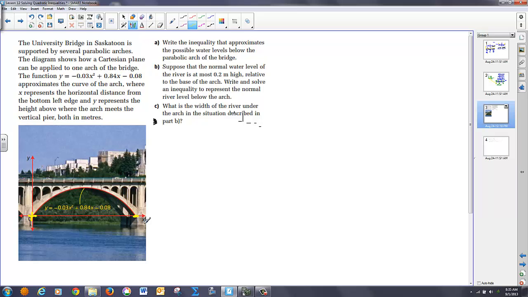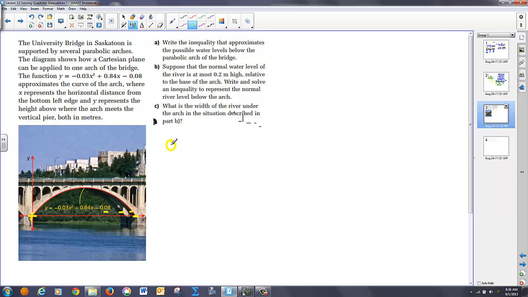And what this equation is describing is the height of the water relative to this arc. The base of the arc is down here, the vertex up here. So they want us to write an equation that approximates the possible water levels below the parabolic arc. Okay? And once again, they're talking about a level of 0 here. So what we're asked to do is write an inequality, basically.